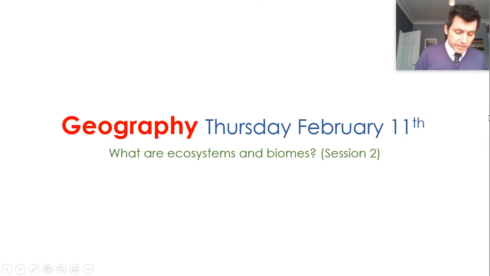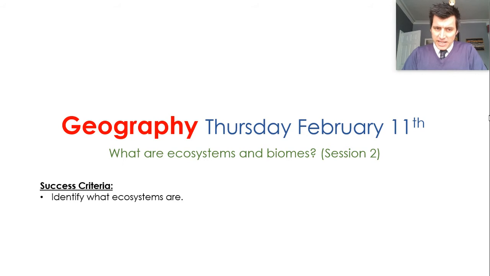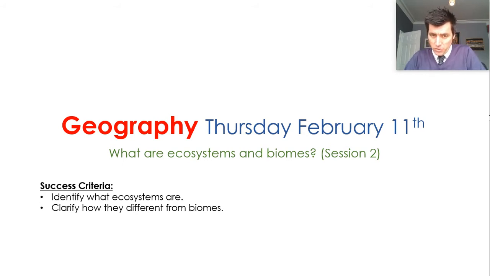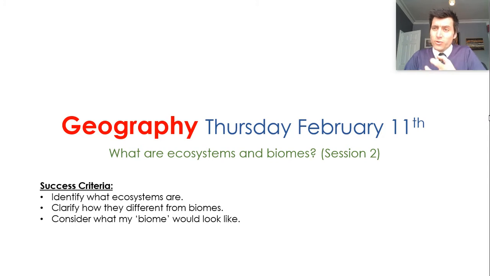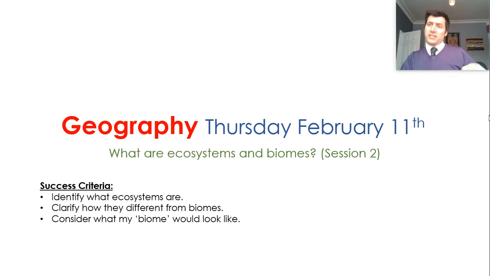Good afternoon, year six. Today in our geography lesson, we're going to continue our understanding of biomes and ecosystems. Over the next few weeks, we'll look at some specific examples, but today we're just going to think more broadly about the concept. To be successful today, we need to identify what ecosystems are and compare that to biomes. We need to think about what your own biome would look like as a way of contextualizing what a biome is. And we then need to think about how we'd understand that in some specific examples.